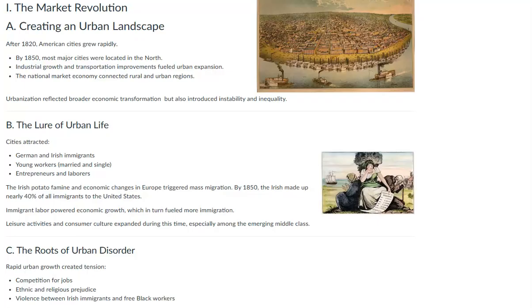So subsistence farming is just when you are only producing enough for your family, not enough to sell elsewhere. So that changes. We now see that we are moving into commercial farming where we are producing so much that we have enough to sell and to make a living off of. And by 1850, most of the largest American cities are going to be in the north. Urban populations exploded, and immigrants, especially Irish and German immigrants, arrived in growing numbers.